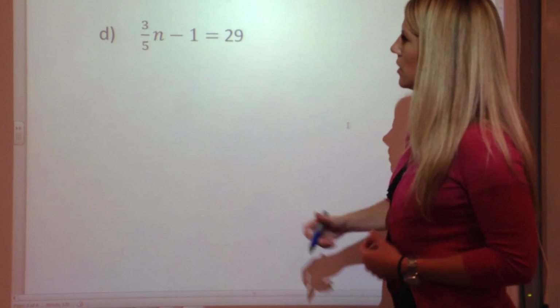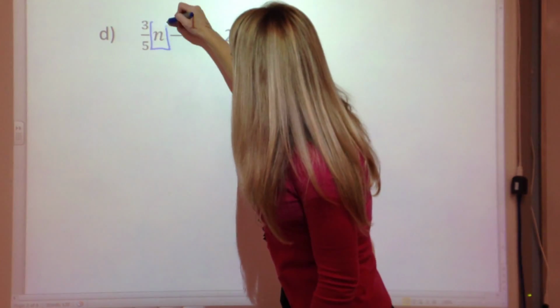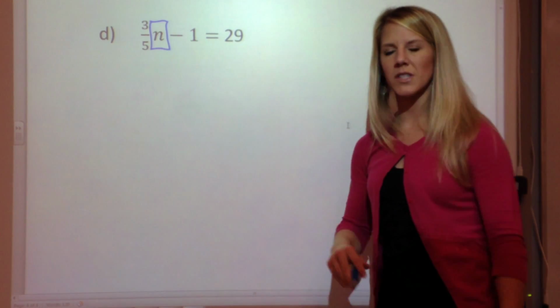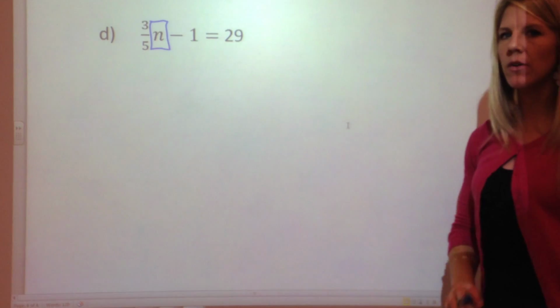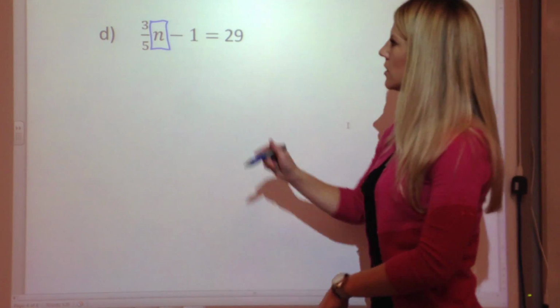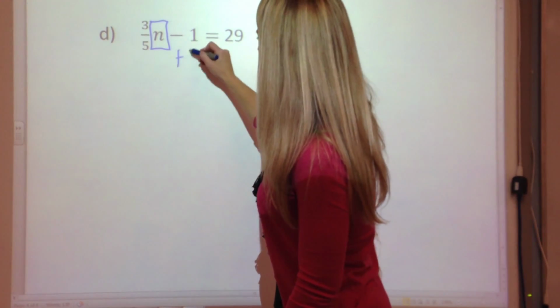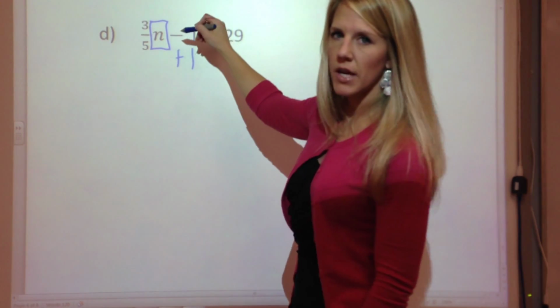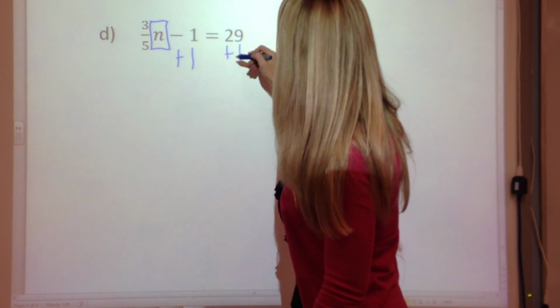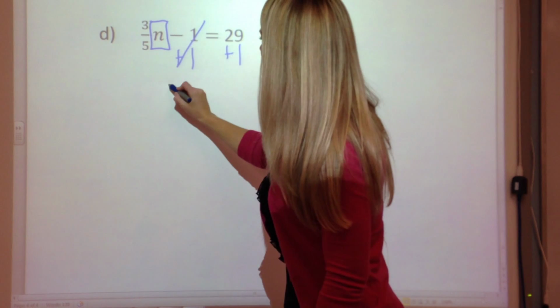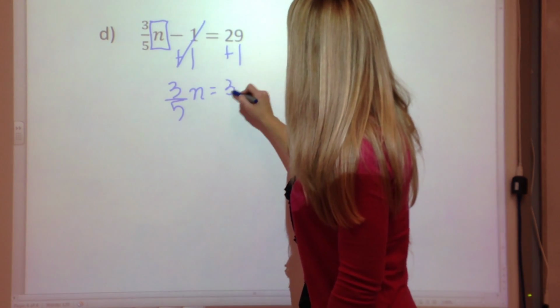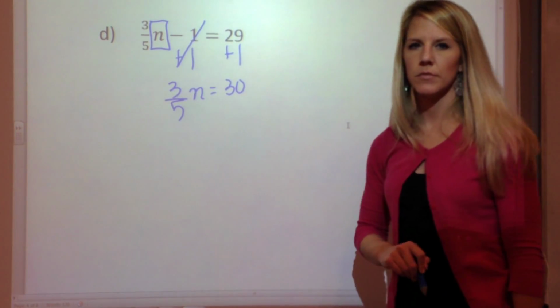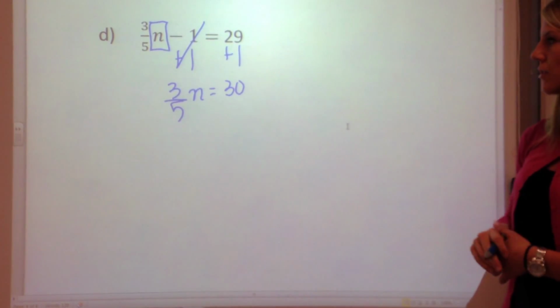I'll get you started. My variable is n, and I want to get it all by itself. So what's barely hanging on there? That minus 1, you're subtracting 1. So how can I move it or get rid of it first? I have minus 1, so what's going to make this 0? Negative 1 plus 1. So I have 3/5 n equals 30. So 3/5 times n equals 30.